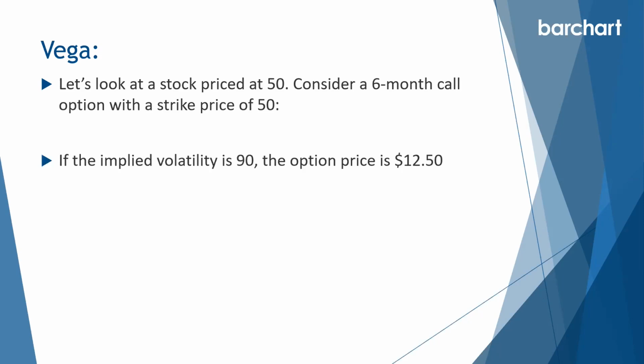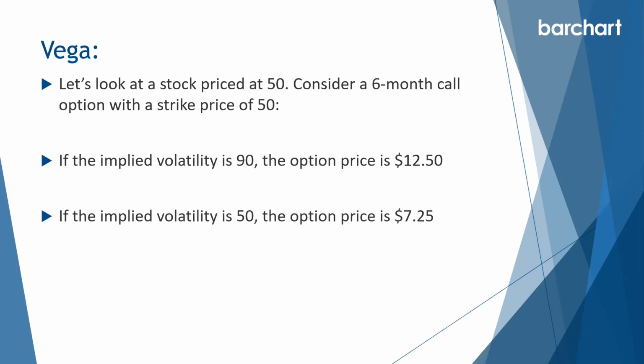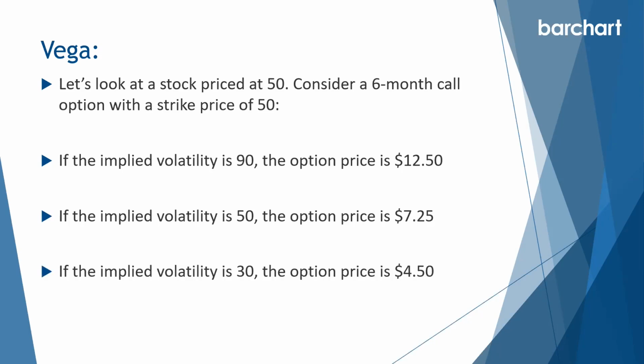If the implied volatility is 90, the option price is likely to be somewhere around $12.50. If implied volatility is 50, the option price might be around $7.25. And if the implied volatility is 30, the option price is going to be about $4.50. So you can kind of see the relationship here. When we have high volatility, we have a high option price. And when we have low volatility, we have a low option price, with everything else being equal.